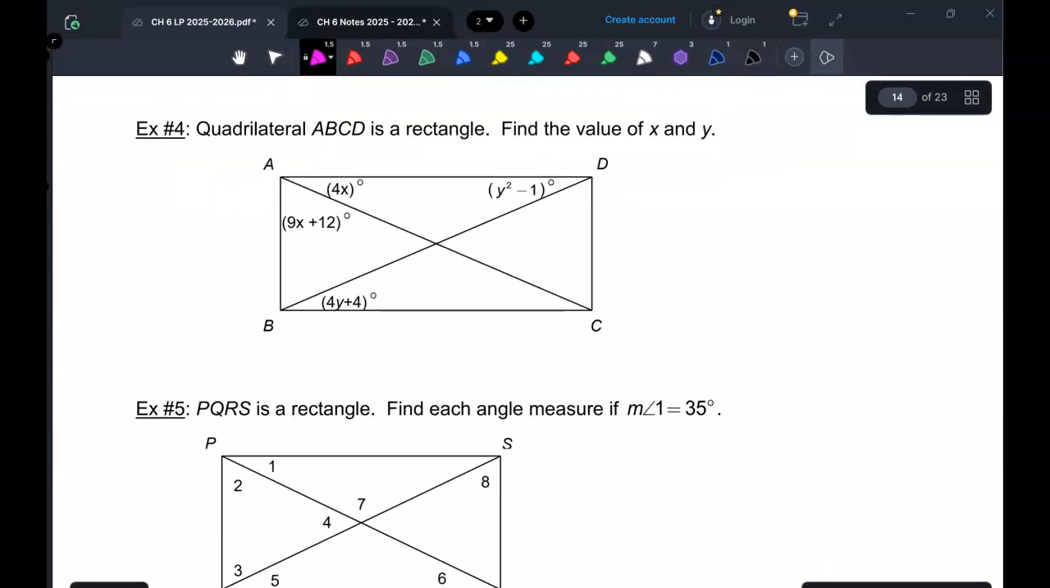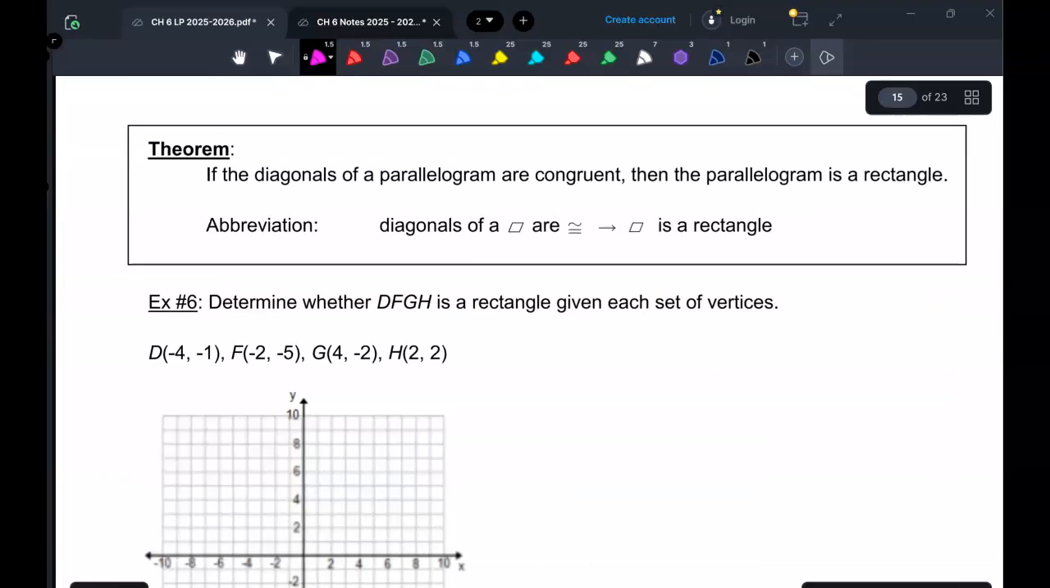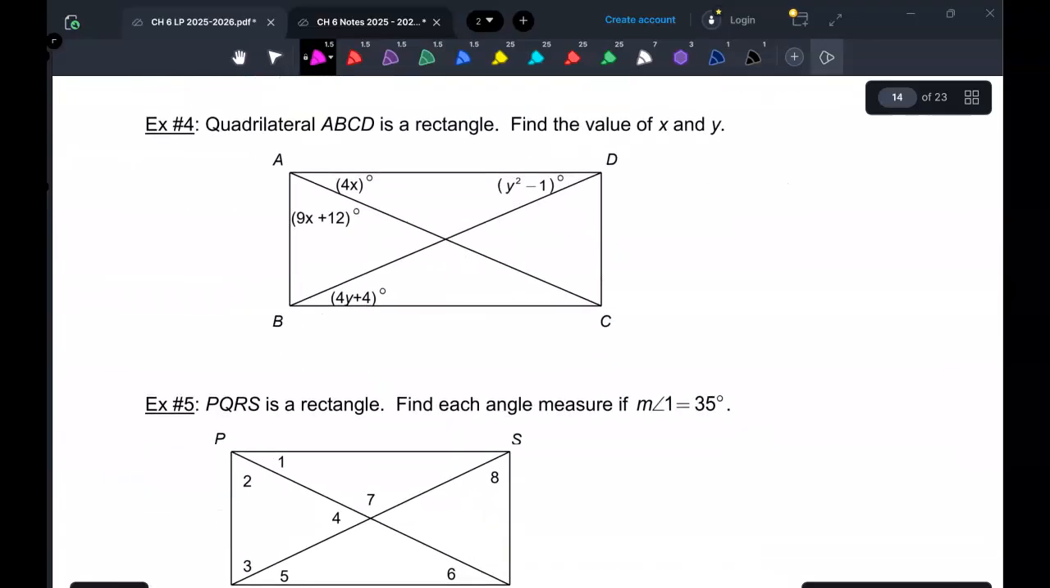Okay, we got another rectangle. Find the values of x and y. I don't like where we have y squared in this case, it just throws me off. Okay, well, we can set 4x plus 9x plus 12 equals 90. So what do we know? These angles have to be congruent.